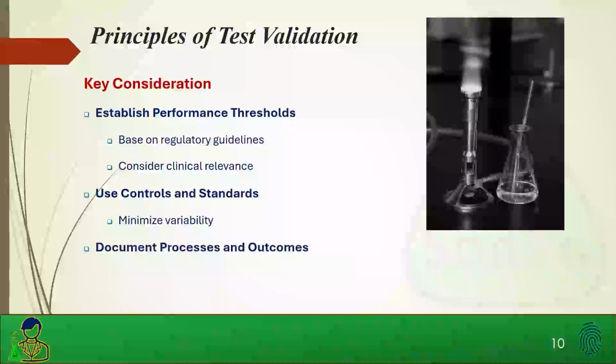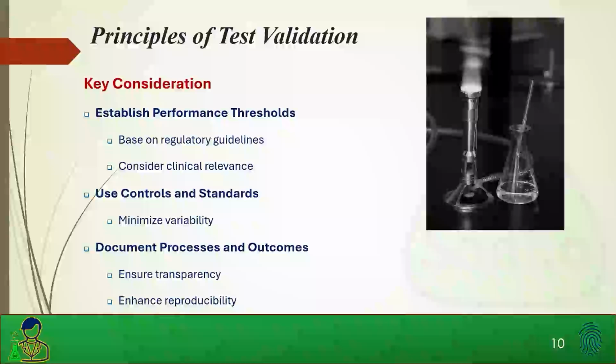And document your processes and outcome. Always be transparent, and this helps enhance reproducibility. Why does this help reproducibility? If you're transparent, if you're documenting everything and doing what you're supposed to be doing and showing what you're supposed to be doing, then it's going to enhance your reproducibility, because reproducibility, remember, is across different test systems or different operators.